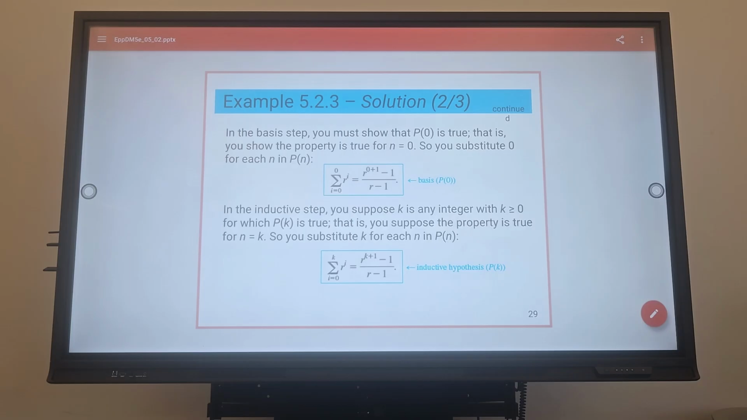In the basis step, we show that P of 0 is true. That is, we show that the property is true for n equals 0. So you substitute 0 for each n. In the inductive step, you suppose k is any integer with k greater than or equal to 0 for which P of k is true. That is, you suppose the property is true for n equals k. So you substitute k for each n in P of n. So there's your inductive hypothesis.